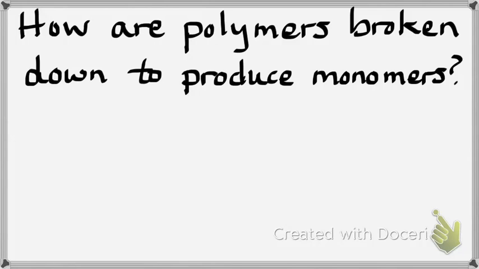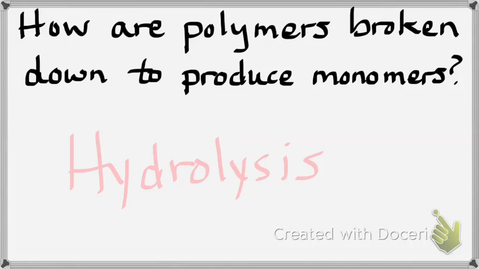How are polymers broken down to produce monomers? What kind of chemical reaction are you doing if you take something big and break it down into its pieces? Hydrolysis. Good job. We do count number 2. These are all parts of number 2.